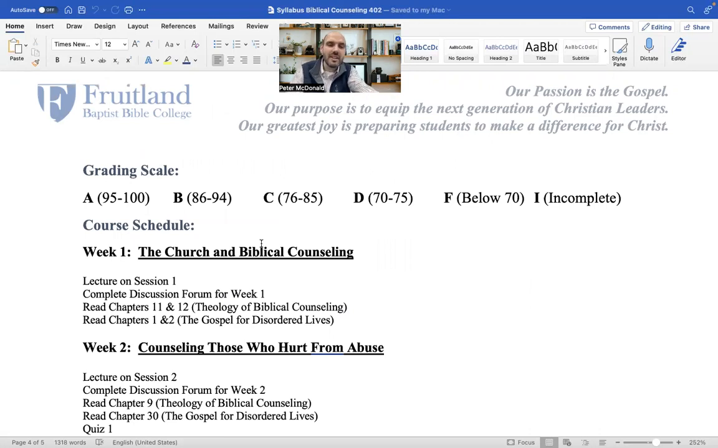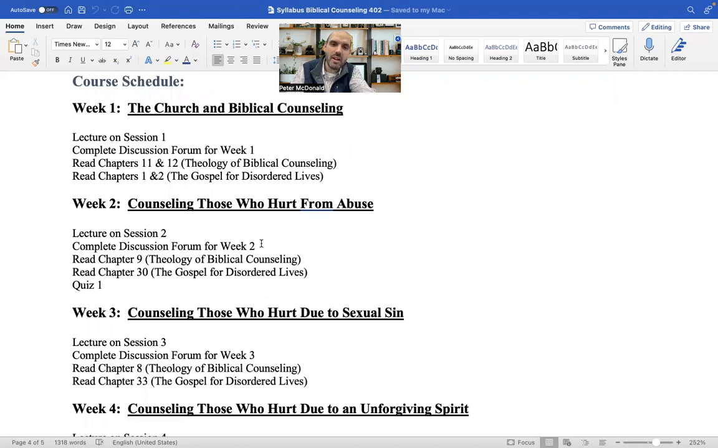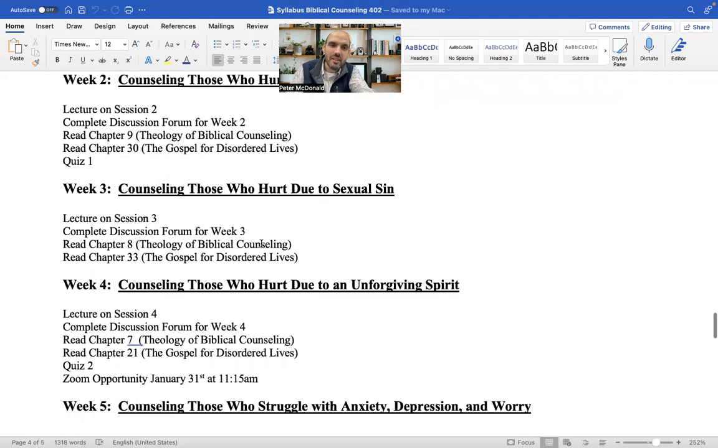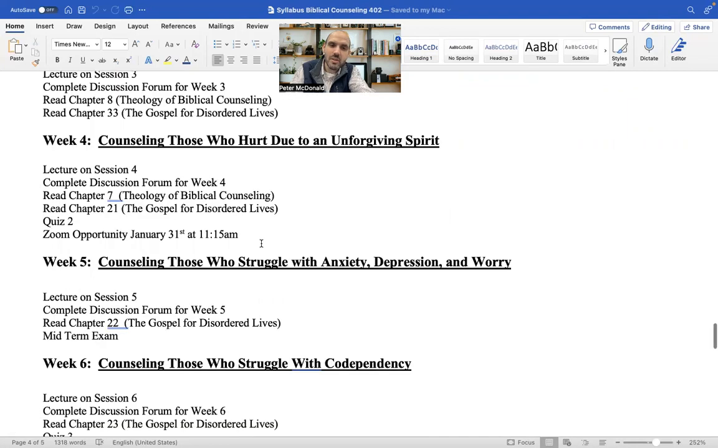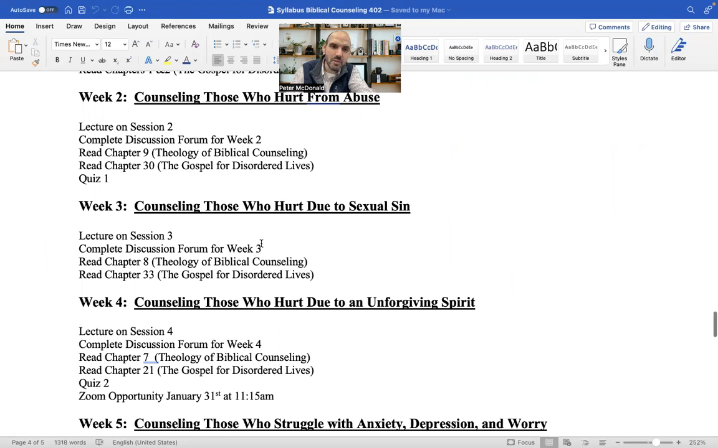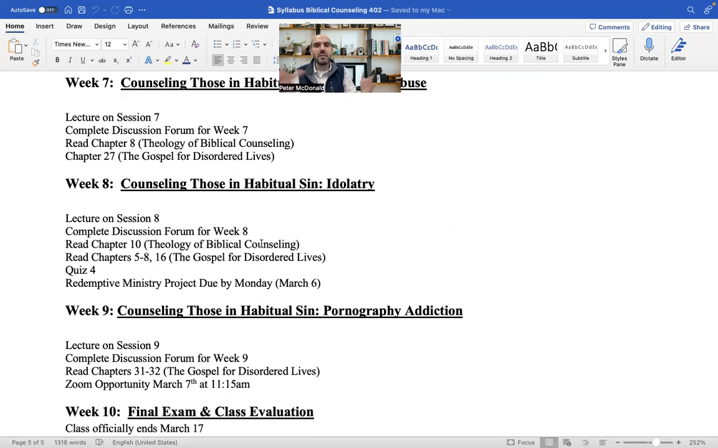I give you the breakdown of each week for the course schedule, and all the readings that are required. There you have it. So you can see what you're required to read each week. Notice there are some weeks where you only have to read one or two chapters. Some weeks might have a couple more. It just depends on the content that we're studying. Lambert's text is a good read, as well as The Gospel for Disordered Lives. I think you will enjoy reading those textbooks.